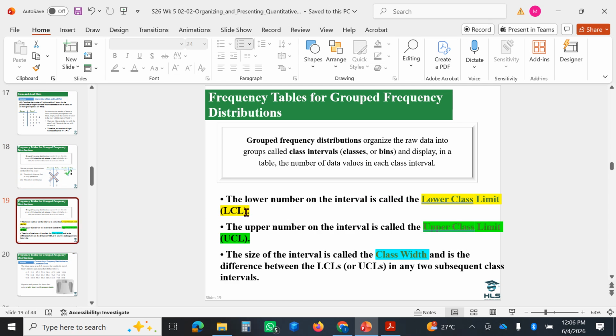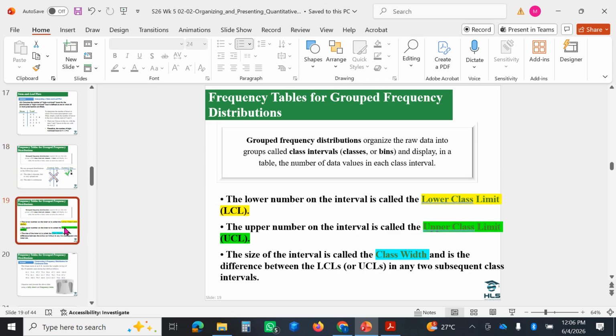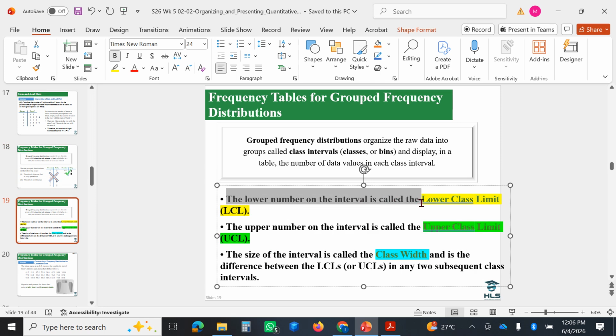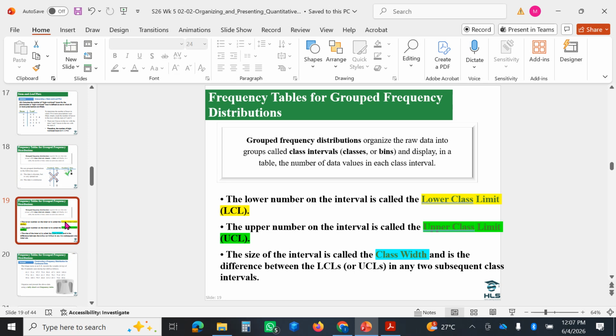All right, so the whole idea here is that there is something called an LCL, what we call a lower class limit, and an upper class limit. So the lower number on the interval is called the lower class limit. The upper number on the interval is called the upper class limit. So just going back to our previous example here, 1 is the LCL, 4 is the UCL.